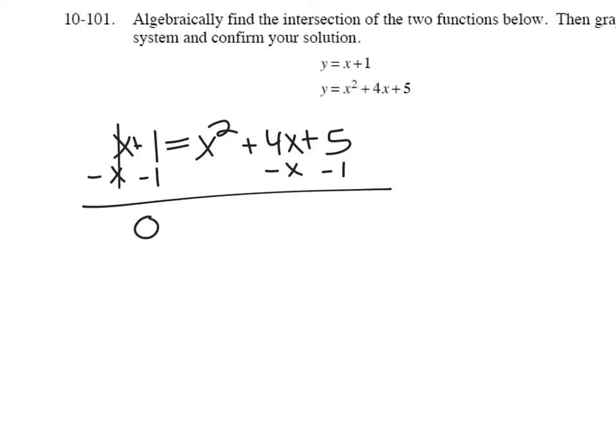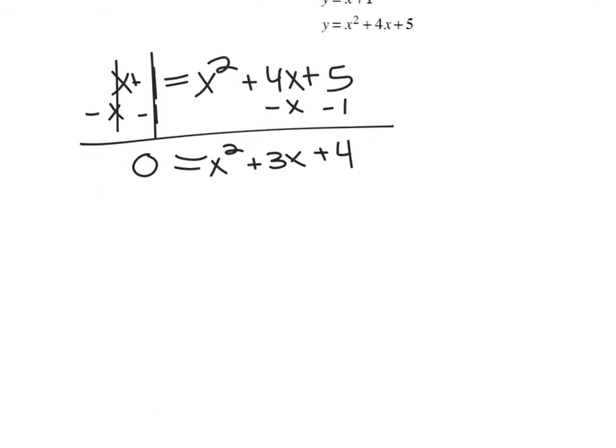We have 0 equals x squared plus 3x plus 4. You can use quadratic formula or factoring or complete the square. I'm going to use complete the square only because it's a test topic and I want to make sure that you're comfortable with that skill. So I'm going to start by making a square.